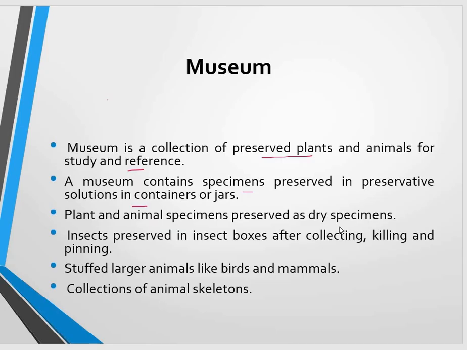Museum also has dry specimens. Insects are preserved in insect boxes after collecting, killing, and pinning. And the large animals get stuffed for preservation. Some of the animals' skeletons can also be preserved in the museum. So again, museum has different types of plants and animals, and the type of their preservation is different based on the type of specimen.